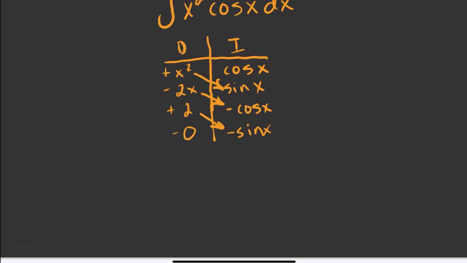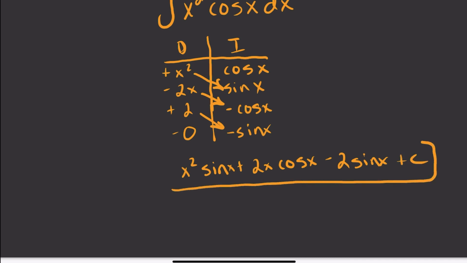We'll start with the x squared sine x. It's a positive sign, so let's go ahead and say x squared sine x. Then moving down to the next arrow, we're going to multiply negative 2x by negative cosine x, which also gives us a positive, and that gives us 2x cosine x. And then finally, we're going to get a positive 2 multiplied by a negative sine x, so that gives us a negative 2 sine x. Since this is an indefinite integral, obviously remember your plus c. And that's it. That's your solution.